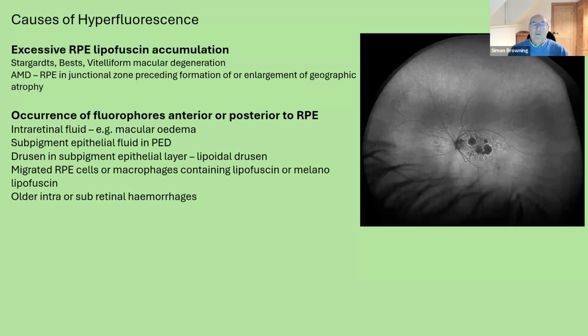Occurrence of other fluorophores anterior or posterior to the retinal pigment epithelium. So intraretinal fluid, macular edema, subpigment epithelial fluid, drusen, lipoidal drusen hyperfluoresces. Importantly, migrated cells containing lipofuscin or melanolipofuscin, and then interesting ones like older intra or subretinal hemorrhages. So old hemorrhages will hyperfluoresce, whereas blood would normally hypofluoresce.